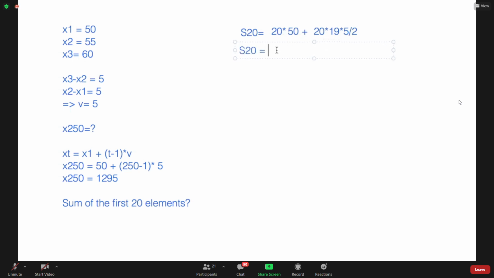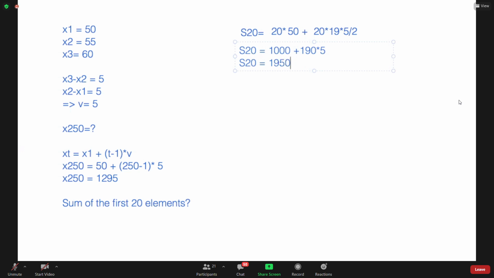here we have 100, plus here we have 190 multiplied by 5. I think I'm just gonna go ahead and look for the final answer because I don't have a calculator on hand, but we should obtain 1,950. So this should be our final answer.